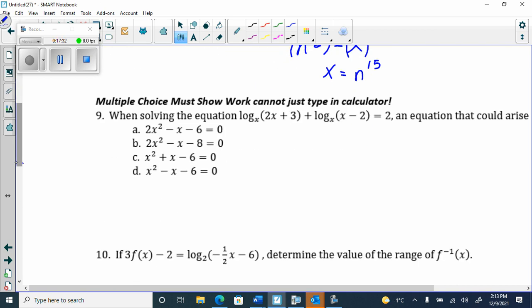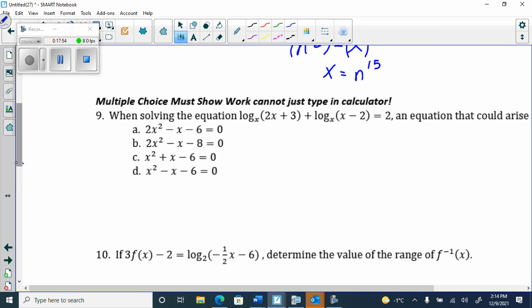Number 9, instead of raising it as an exponent. Oh, yes. I'm confused as to what you did. You explained to her, that's what I did. She said she was confused, and then you explained how you did it, and then she said, yeah, that's how I did it. I was confused about the last one.